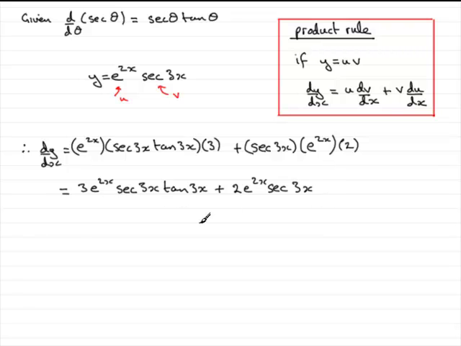Now, what you could do is notice that you've got in both of these terms a common factor. You've got a common factor of e to the 2x, it's here and here, and you've also got sec 3x. So you could pull this out as a common factor: e to the 2x, sec 3x, bracket, and then for the first term you've got 3 tan 3x, and then for the second term you've just got plus 2. So there you go, dy by dx for you.